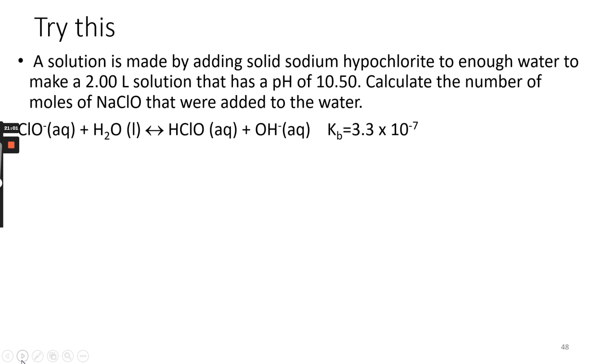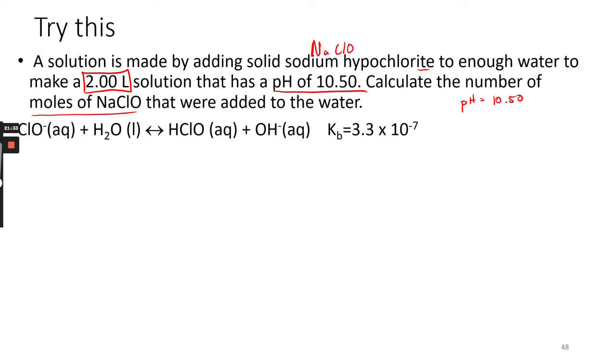So you have a solution made by adding solid sodium hypochlorite, which is NaClO, hypochlorite, sorry, to enough water to make a 2-liter solution. This 2 liters is important. We'll come back to that later. It has a pH of 10.50. Calculate the number of moles of sodium hypochlorite that were added to the water. Okay.